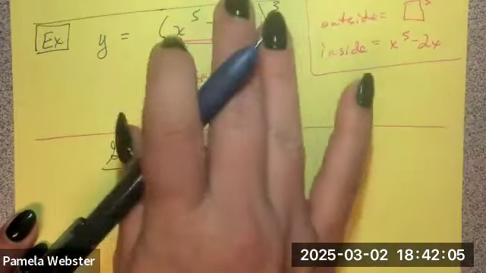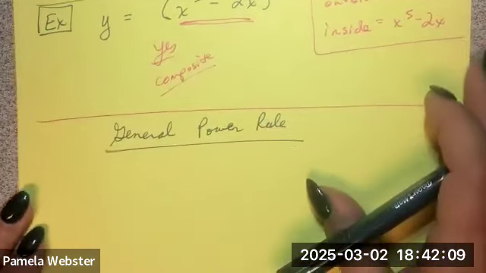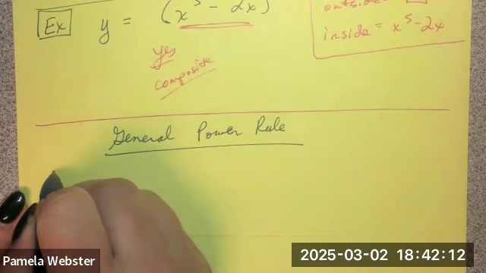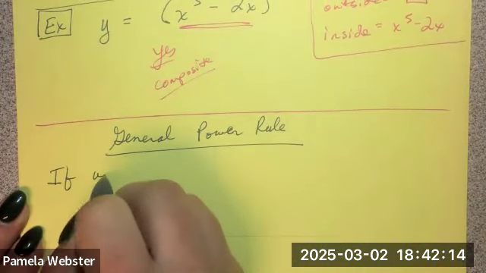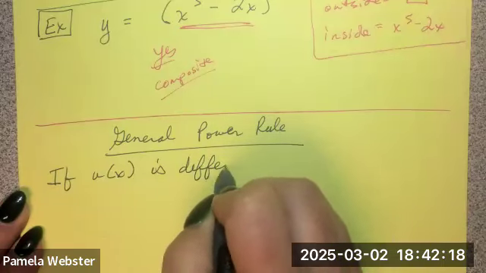Your biggest problem is in identifying, oh, look at that. That's a composite function. I need to take the chain rule. Okay, so here we go. General power rule. If u of x is differentiable, what does that mean?